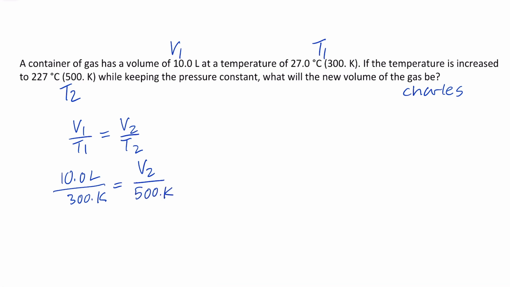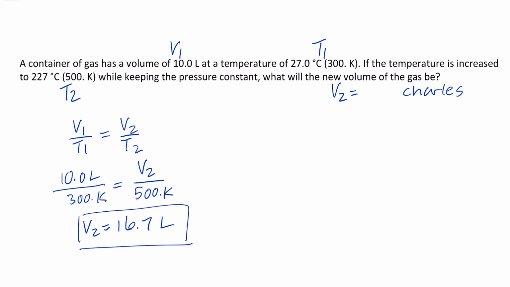And we're asked what is the new volume, so V2 is unknown. If we do some isolation and if you perform the calculation on your calculator, you should get V2 equals 16.7 liters. So the new volume of the gas is 16.7 liters.